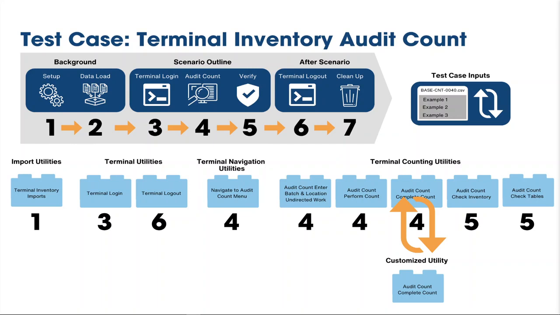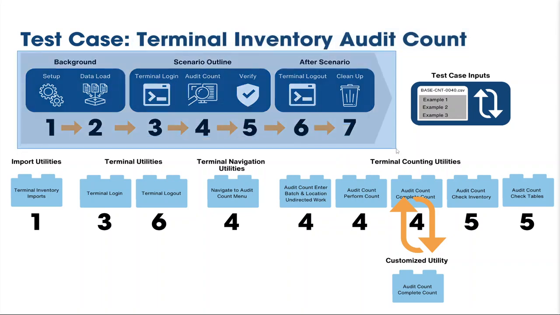This diagram depicts a Blue Yonder WMS library test case called Terminal Inventory Audit Count. It represents an automated test for when a user in the warehouse is prompted on their RF gun to verify the inventory quantity at a specific location. If you would like to follow along locally, go ahead and pause and open Base Count 40 in your library.